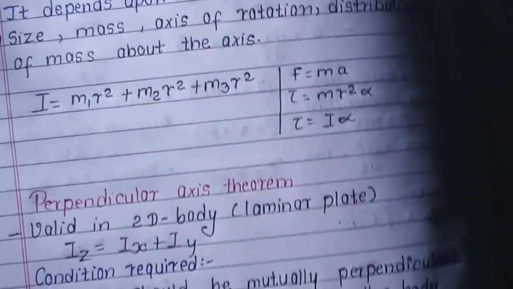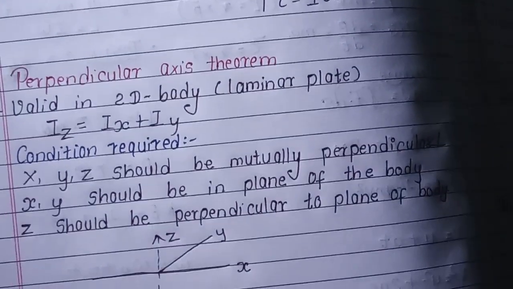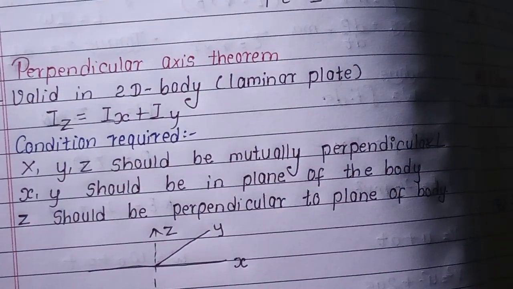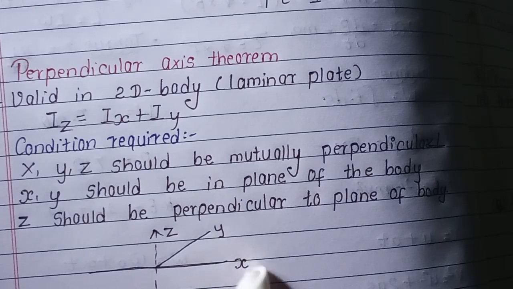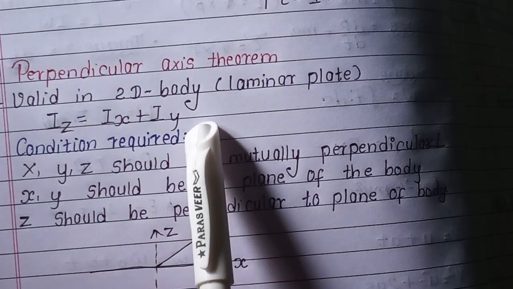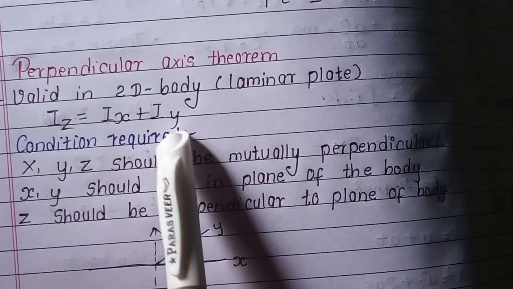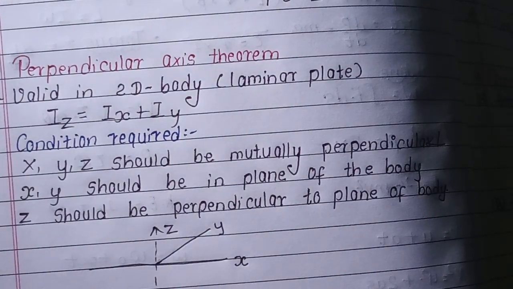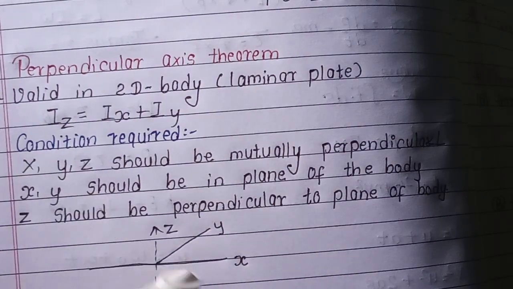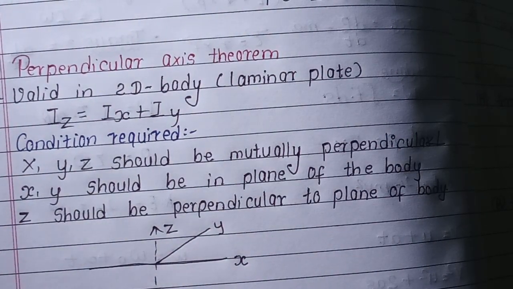And the next one we want to learn is the perpendicular axis theorem, which is very important. It is only valid for a two dimensional body or lamina plate. Iz is equal to Ix plus Iy. The condition required for the perpendicular axis theorem is that the X, Y, Z axes should be mutually perpendicular.